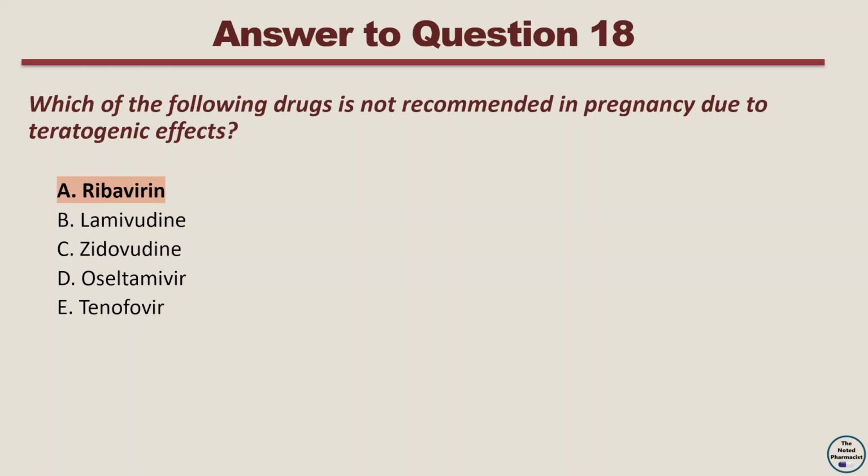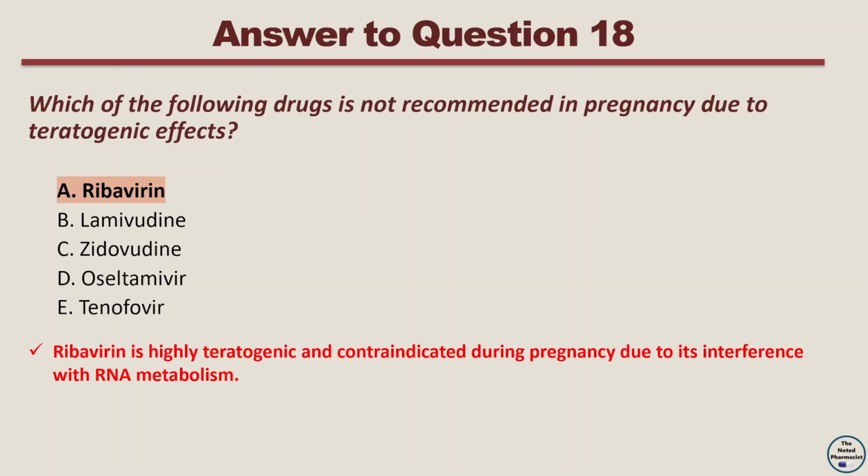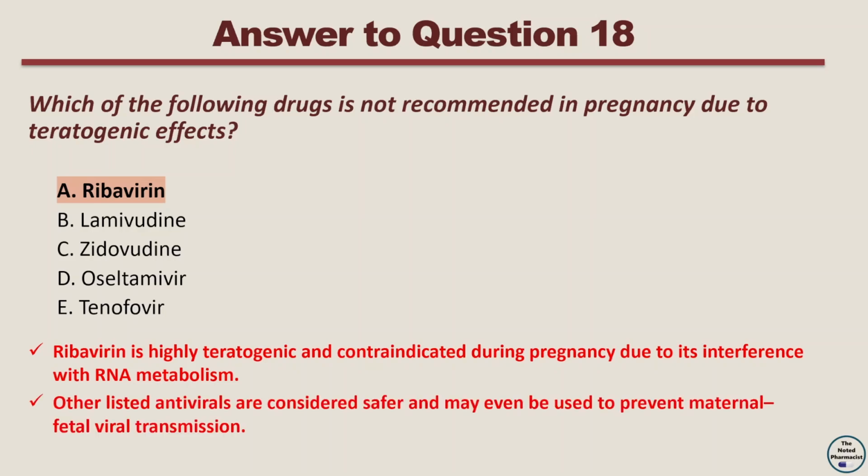The reason is that ribavirin is highly teratogenic and contraindicated during pregnancy due to its interference with RNA metabolism. Other listed antivirals are considered safer and may even be used to prevent maternal-fetal viral transmission.